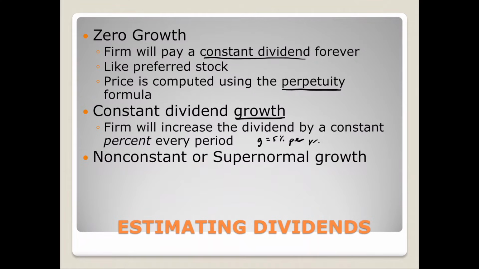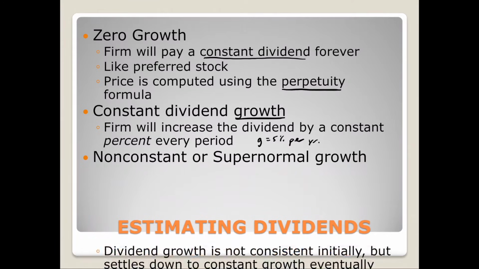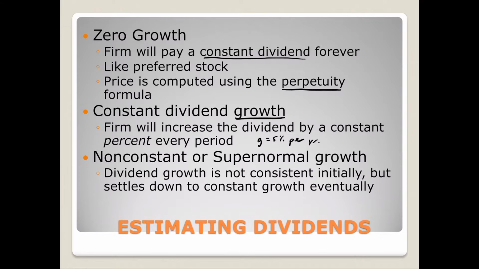And then the third growth assumption is non-constant or supernormal growth. With non-constant or supernormal growth, the dividend growth is not consistent initially, so it's sporadic or has some non-constant growth, but then it will eventually settle down to a constant growth. So what we will do is combine the previous general dividend valuation model with the constant growth model in our valuation.